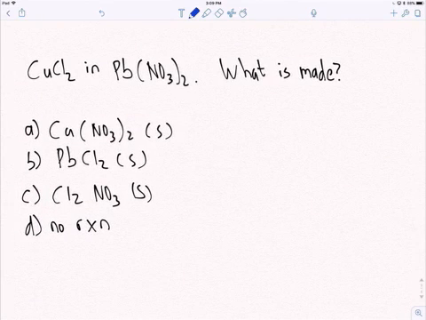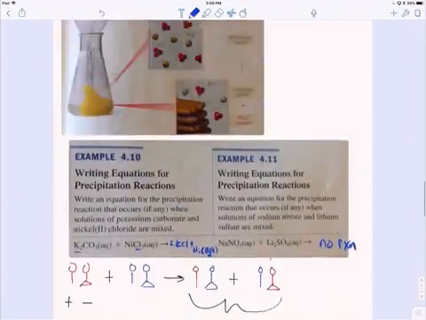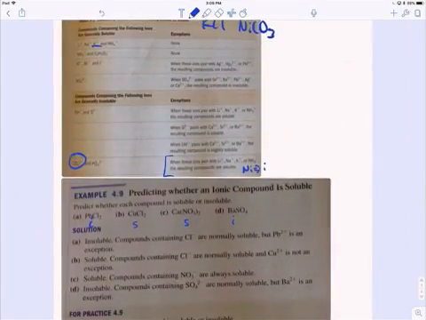Okay. So put copper chloride and lead nitrate. Is there a precipitate? So let me go back up here. Copper chloride.